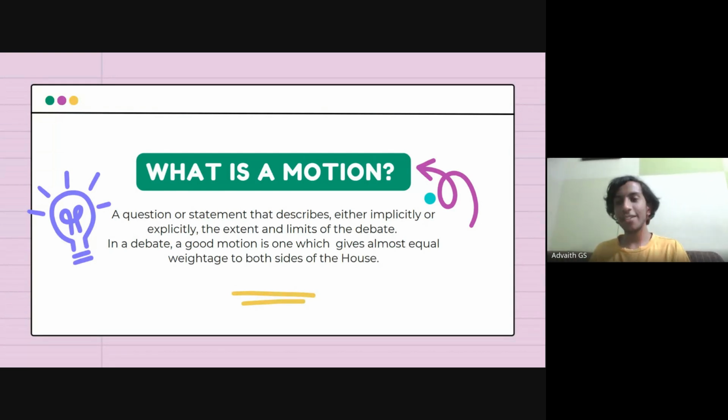We'll come across other examples later on, but a good motion gives a lot of points for both sides to talk about. There's a lot of chance for extensions and a lot of analysis available for both sides. I hope all doubts are cleared, and moving on.